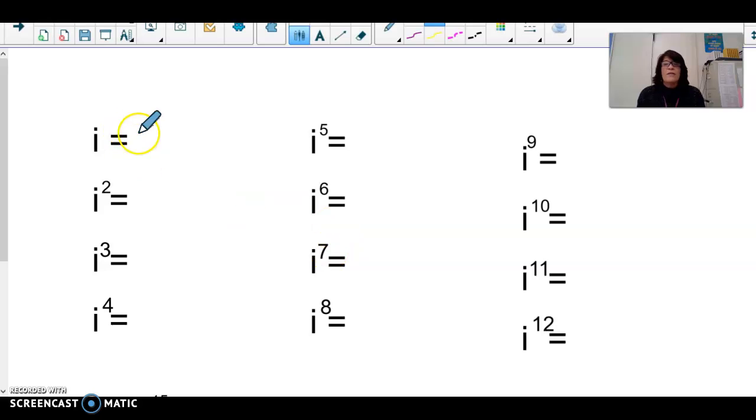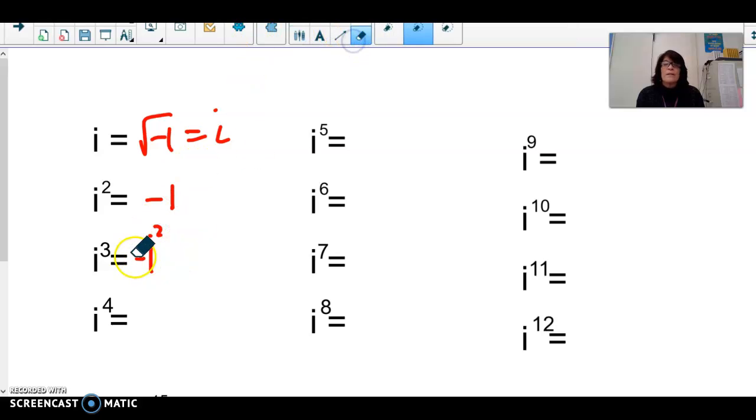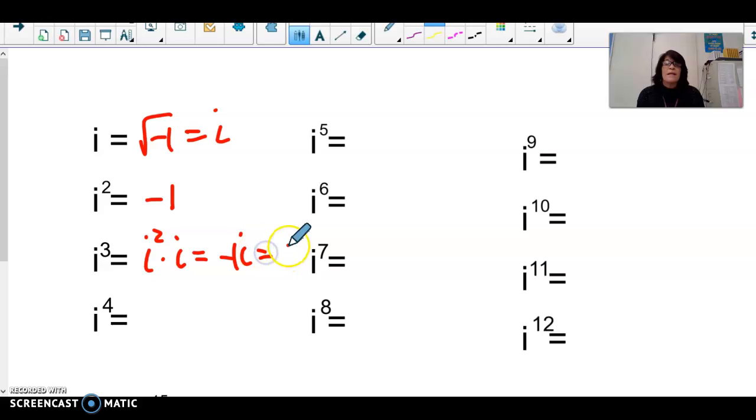If we look at this pattern, I know that i is i. There isn't really much we do with that. It's the square root of -1. We just call it i. When I square that, I get -1. i to the third is, think of it this way, it's i squared times i. Isn't that i to the third? I squared times i is i cubed. So i squared is -1, I end up getting -1i, or we just say -i.